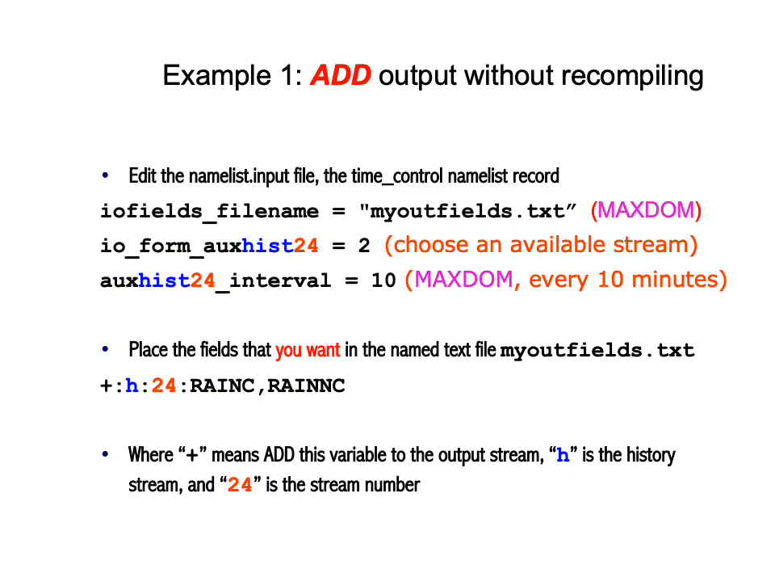So the IO form auxiliary history stream number 24 and auxiliary history 24 interval are both set to 0. If either of those are 0, the WRF model says, if you would like to output something, I'm going to look at what format you have and what interval you would like to output the data at. If either of those is 0, the WRF model knows I'm not going to process this stream. Those have default values of 0 inside the registry.